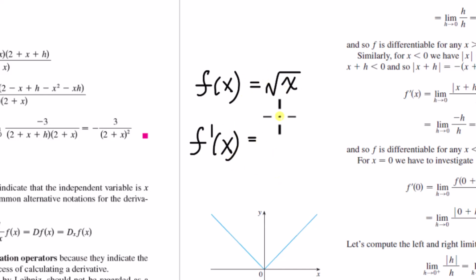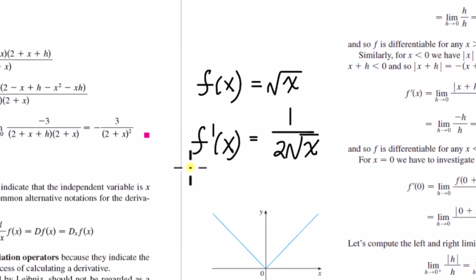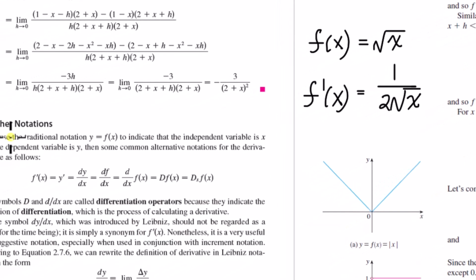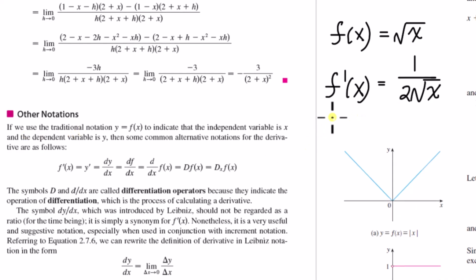And we worked an example in the previous video where we plugged this into the definition of the derivative and got that f prime of x in this case is 1 over 2 root x. Okay, and so what they're talking about next here is some other notations that you can use to indicate the derivative of a function. So if we use the traditional y is equal to f of x to indicate that the independent variable is x and the dependent variable is y, then some common alternative notations for the derivative are as follows. So, the dependent variable is y, and y is some function of x.